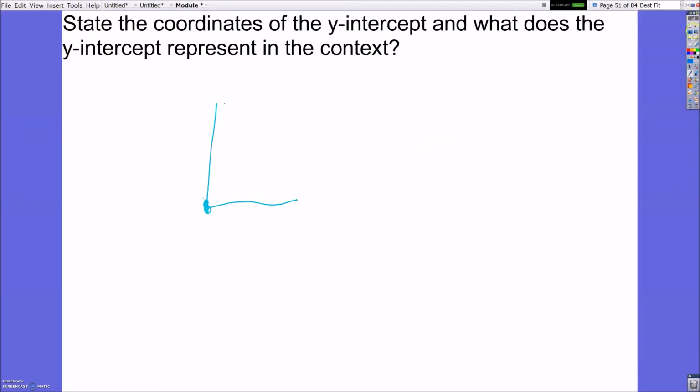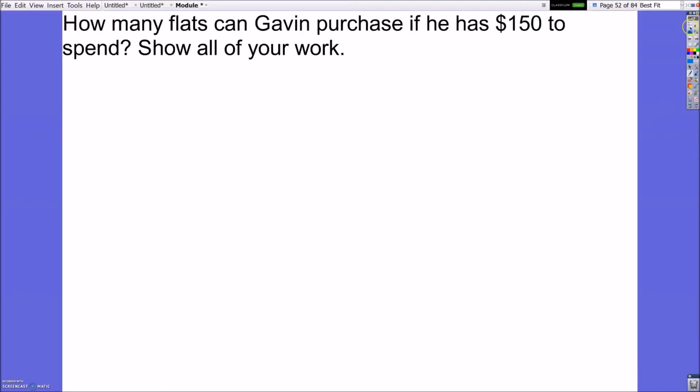All right. Now let's go ahead and look at the last one. How many flats can Gavin purchase if he has $150? So let's see. Remember, total cost is, sorry, I made a mistake. Total cost is y equals $9 a flat. And it says I have $150 and it's going to be $9 a flat.